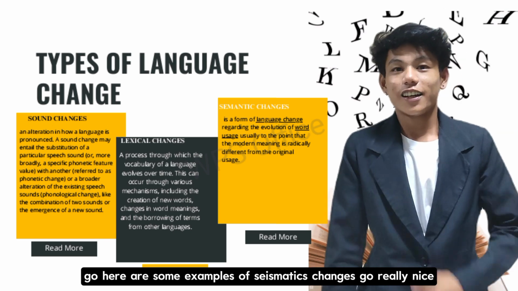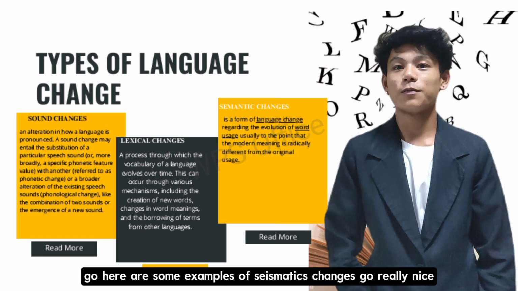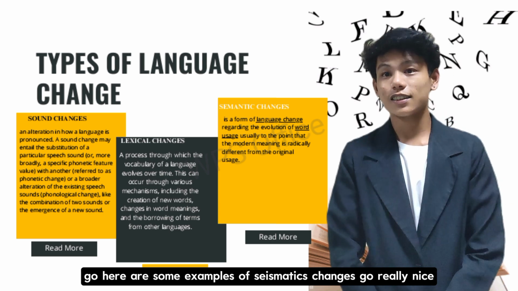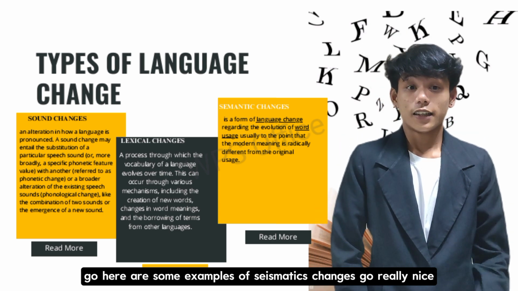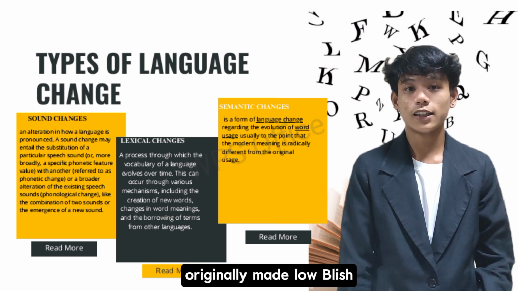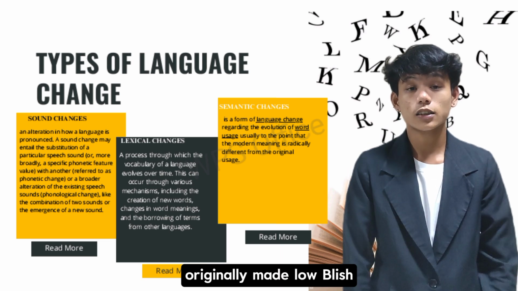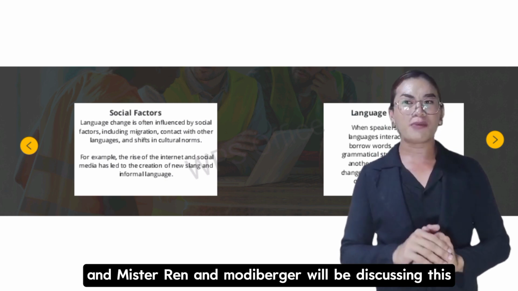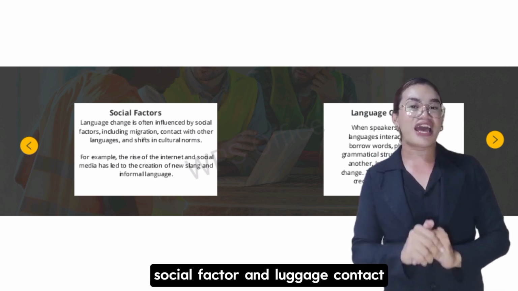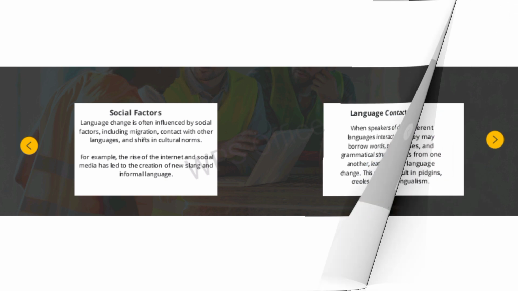Here are some examples of semantic changes. Nice originally meant bluish. And Mr. Renan Montemarger will be discussing the social factor and language contact.